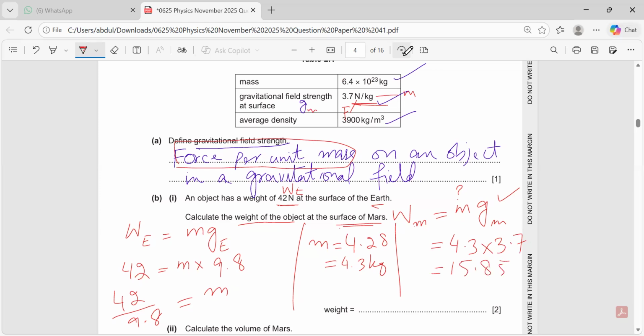15.85. We can write 15.9. Even you can round it off to 16. That will work even. No problem at all. So 15.9 Newton will work, or you can write even 16 Newton.